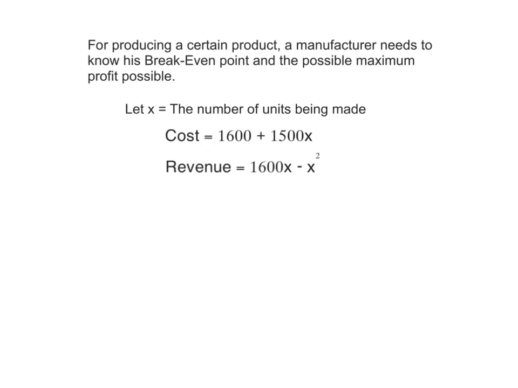Similar type of question. All right, x is the number of units being made, cost equals 1600 plus 1500x, revenue equals 1600x minus x squared. So go through the same problem and do exactly the same three things. Find the vertex, find the x-intercepts, and then find the graph. And the x-intercepts you should obviously try and find using the quadratic formula again.